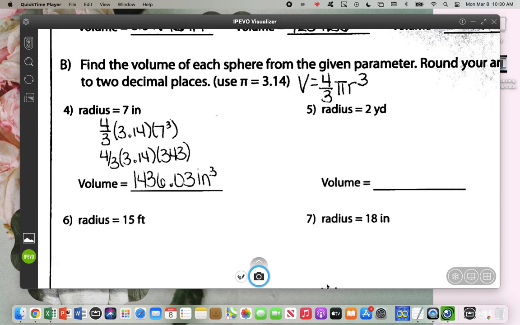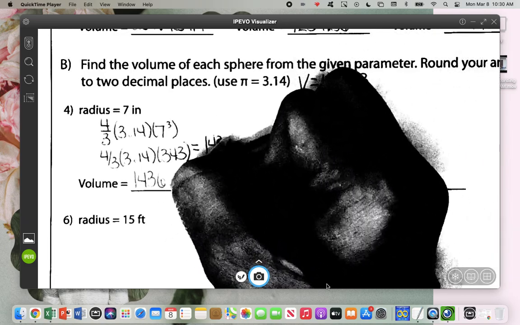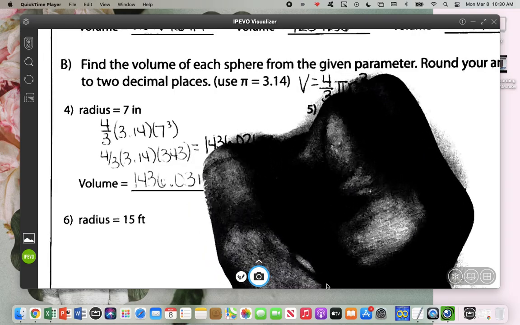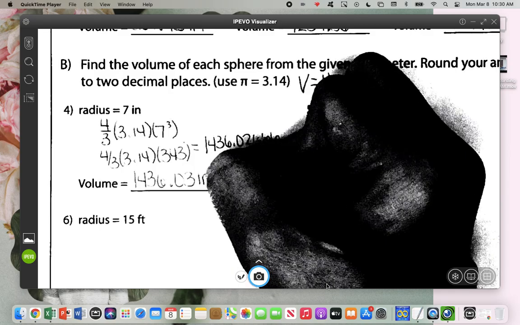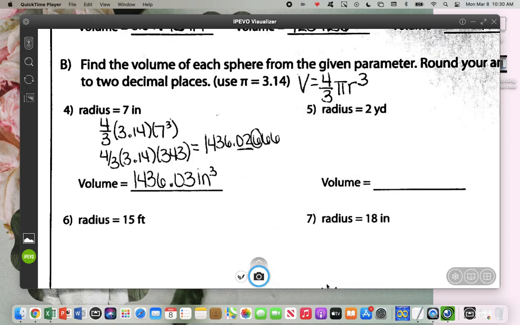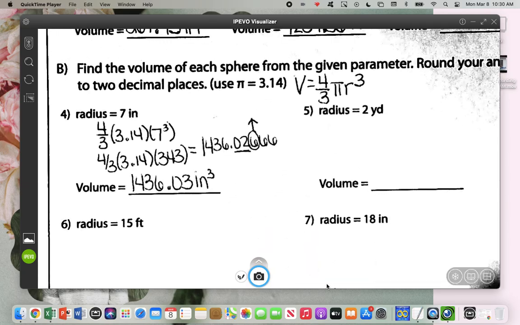Agree? So on your decimal, when you type this into the calculator, I got 1436.02 and then a bunch of 6s. So we look at 02, but what does 6 tell me to do? Go up or stay the same? All right, so the 6 does tell us to round up, so it goes 03.